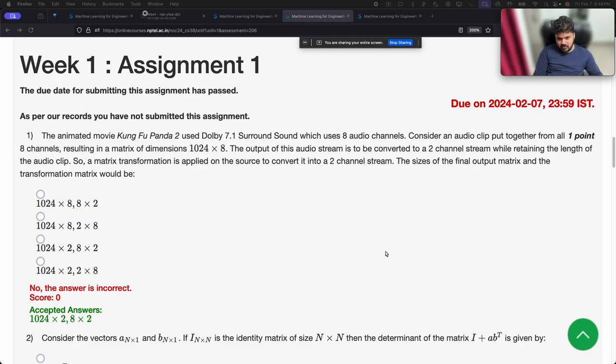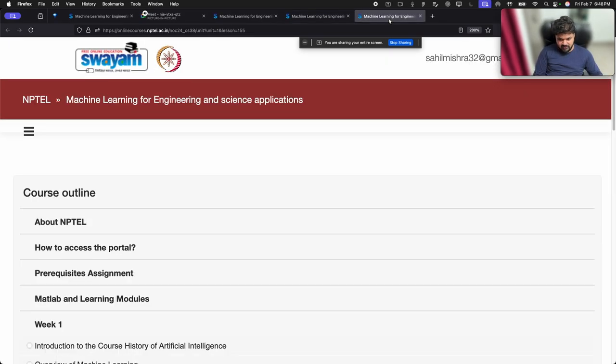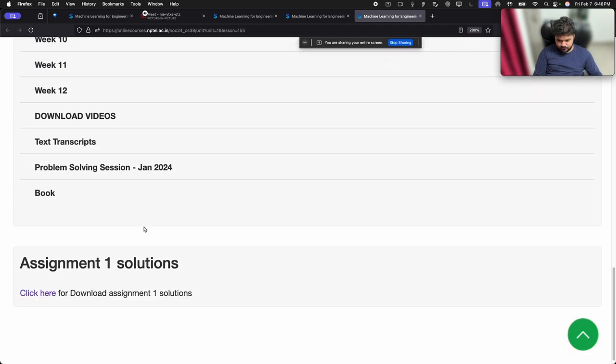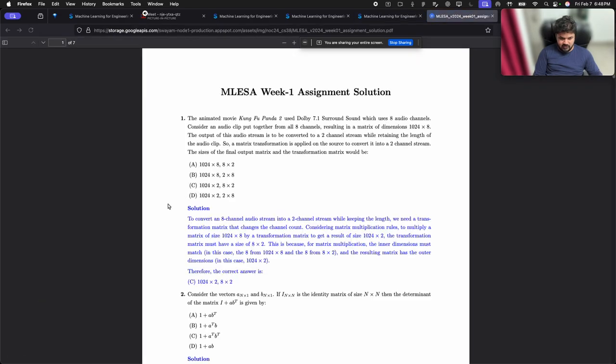Okay. So let me explain the answer directly. These are the solutions. To convert an 8-channel audio stream into 2-channel, we do not need to change this 1024, we just need to change 8 to 2. So we need to multiply it by some matrix which is of size 8 into 2 or 2 into 8, correct? Am I right?